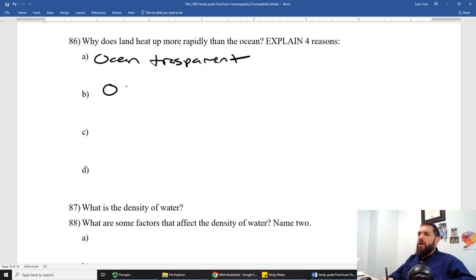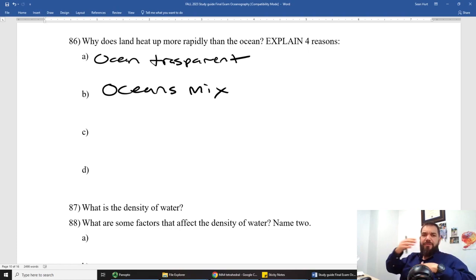That's one reason. Oceans mix, right? So hotter and colder layers can mix, right, to heat and spread that heat around more efficiently. So it takes more time to heat up the oceans, therefore. Whereas that doesn't happen with the land, right? You don't have the dirt mixing with layers of dirt above it, okay? So there's no mixing.